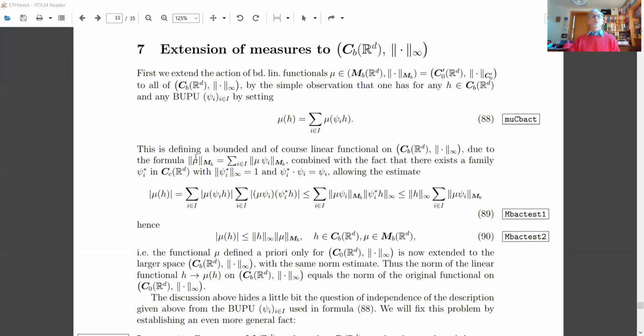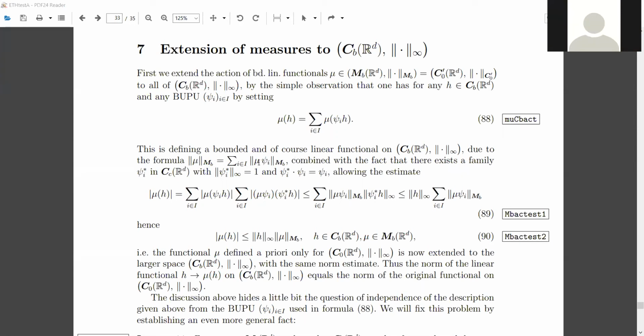We have to recall this very important property that has been used already before. For me, this is the replacement for sigma additivity. The sum of the pieces, which I call mu psi_i, measured in the measure norm over the index set, typically a lattice, is the same as the total mass or the size of the measure.